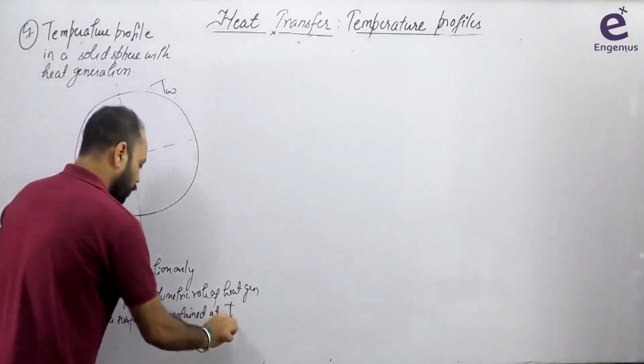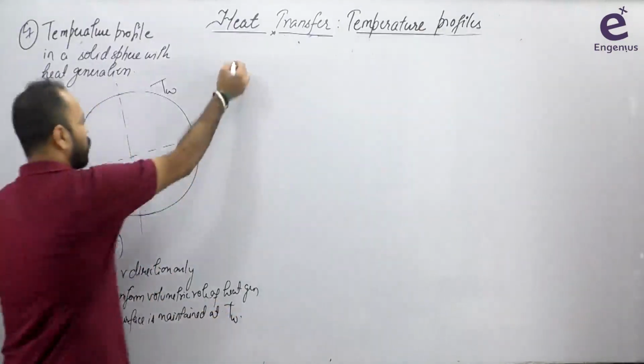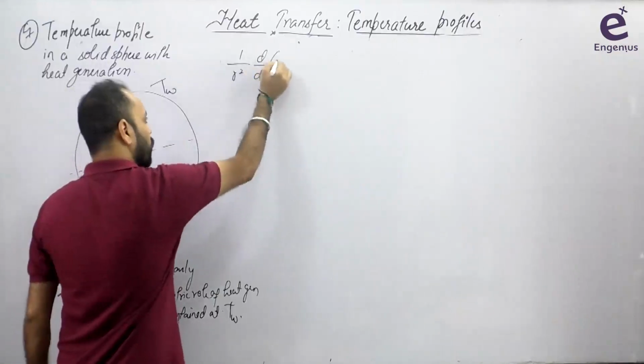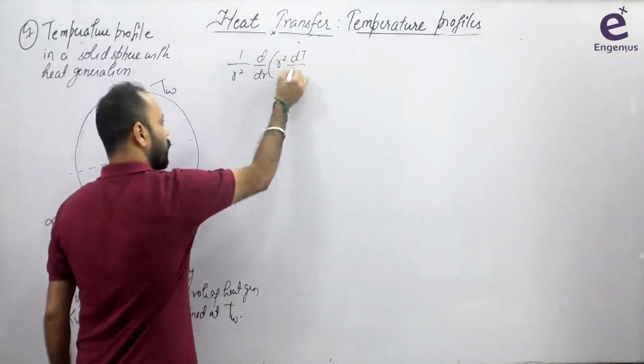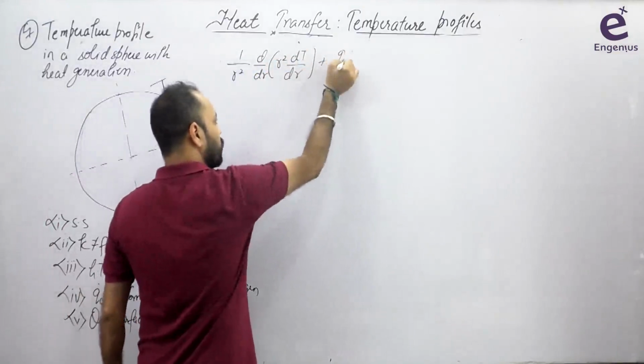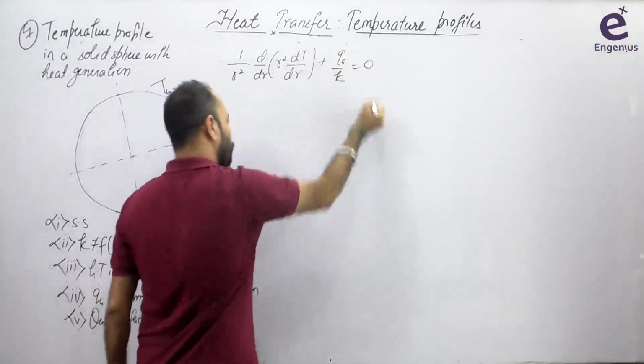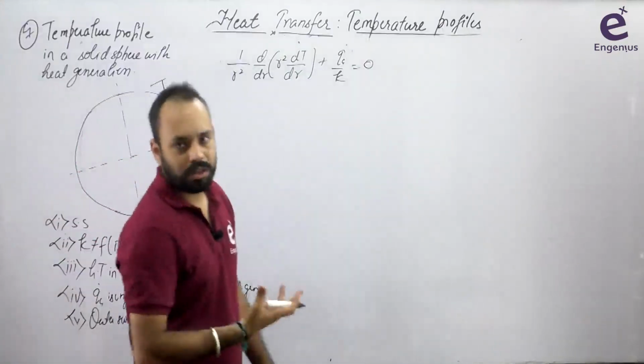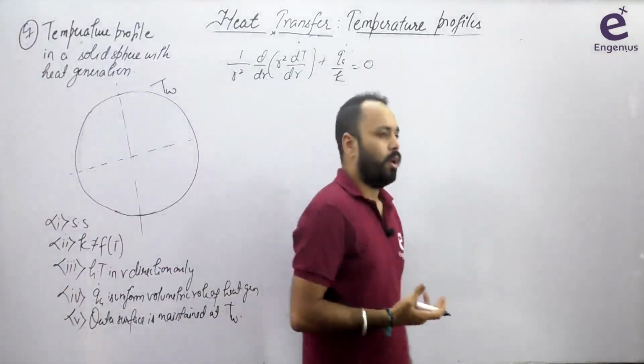Where do we start from? TW temperature. 1 by r square d by dr (r square dt by dr) plus QG divided by K equal to 0.